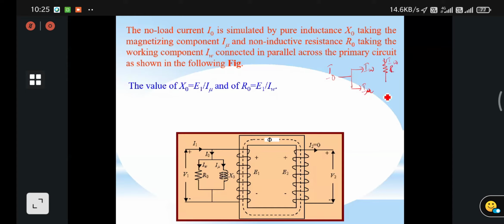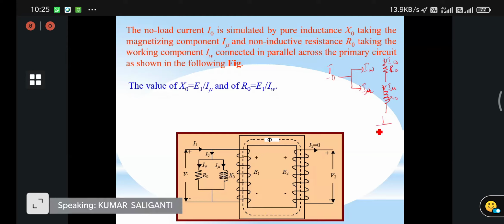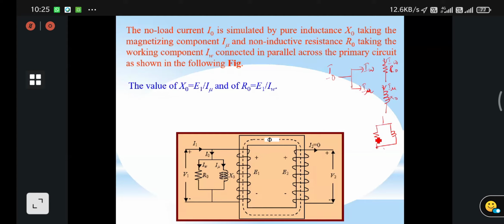That is R naught. The magnetizing component is inductive in nature, that is the magnetizing component current, X naught. If you combine these two, both are connected in parallel, R naught and X naught, carrying IW and I mu. The combination of both gives I naught.